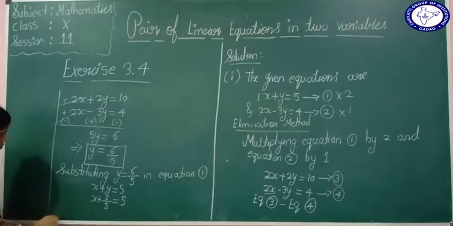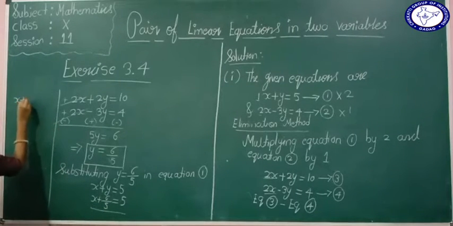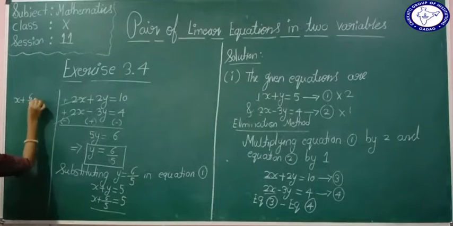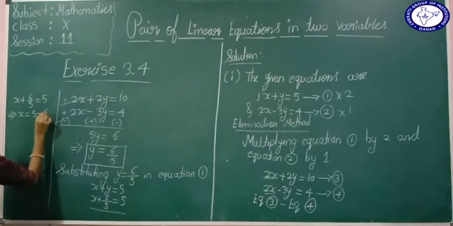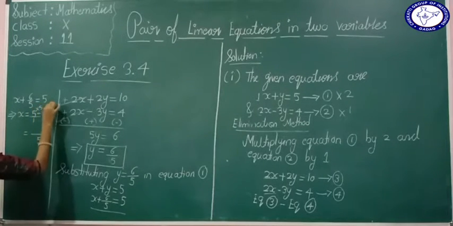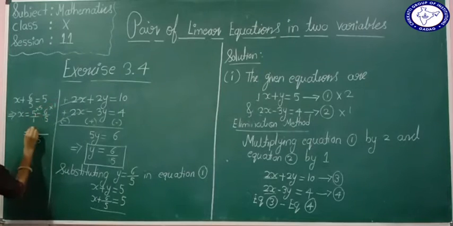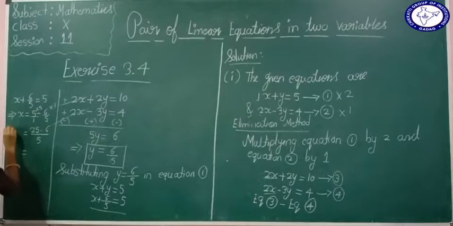Now you know how to solve this equation. Yes or no? x plus 6 by 5 is equal to 5. This implies x is equal to 5 minus 6 by 5. What is the LCM of 1 and 5? The LCM of 1 and 5 is 5 only. 1 fives are 5, 5 fives are how much, student? 25. What is 25 minus 6?